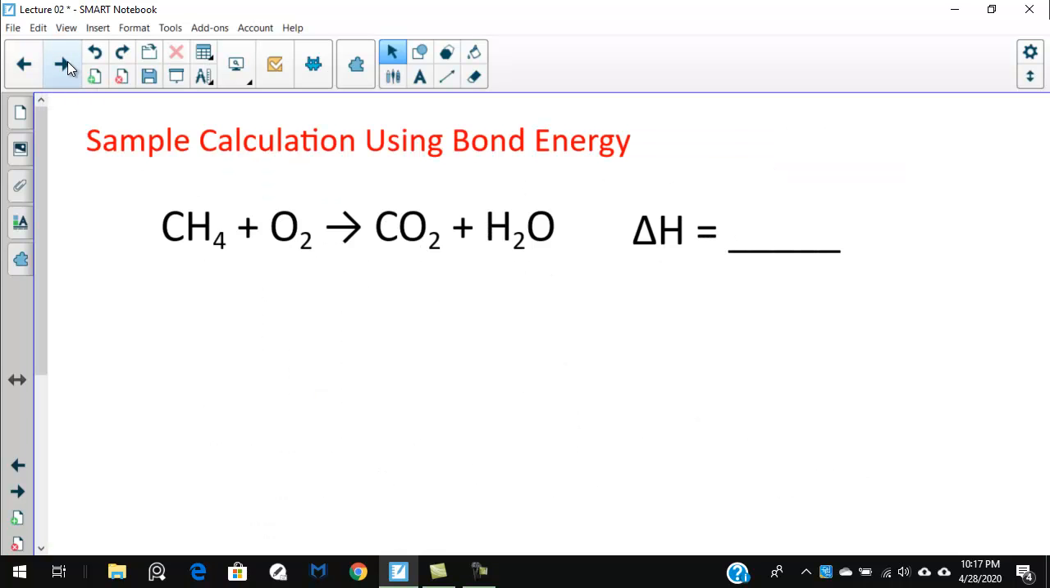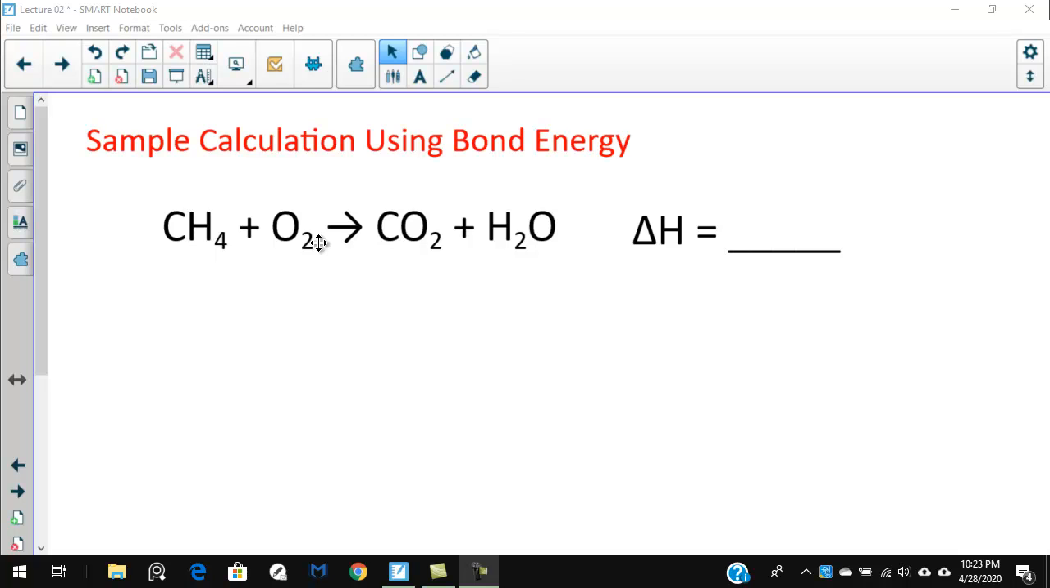Okay, so I've got a sample calculation here we can do using bond energy. So let's work our way through that. Before we start the actual calculation, we should make sure that this equation is balanced. And if we have a look at it, it's not. We've got the wrong coefficients here.